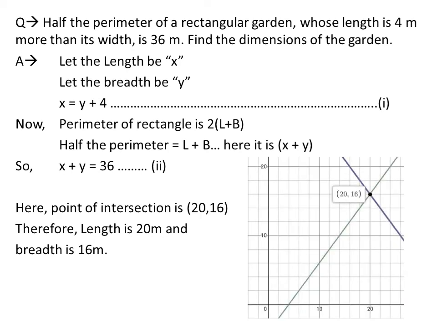So the graph will intersect at the point (20, 16). You can see in the figure. So the point of intersection is (20, 16). 20 is the value of x. And x we have taken as the length, so length is 20 meter and the breadth is 16 meter. Is that clear? बहुत ही easy sum है लेकिन ग्राफ बनाना आपको आना चाहिए.